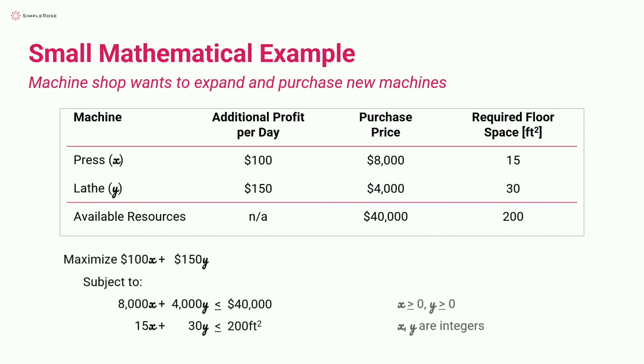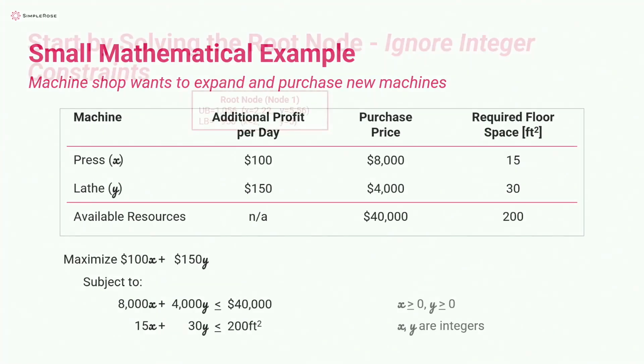So what we do is we describe a simple mathematical model. We're trying to maximize our profit per day, and we're trying to keep in mind the constraints we are subject to. We only have a $40,000 budget, and we only have 200 square feet. But there's a new thing we have to consider here, which is that X and Y have to be integral. We can only have an integral number of presses or lathes. Half a press isn't going to do anybody any good and won't make any output. So we have to consider that as we're solving this.